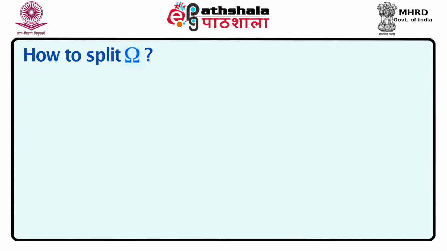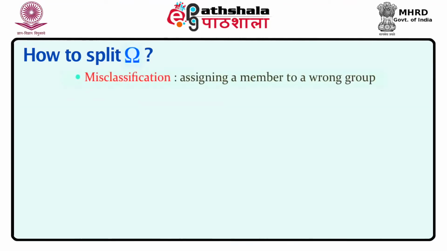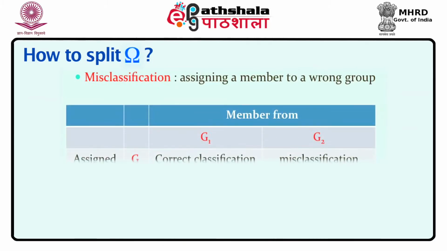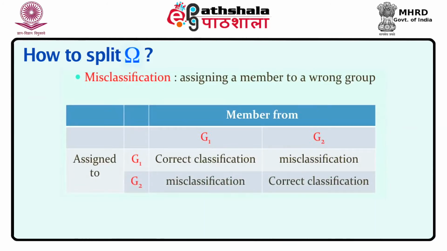The question, of course, is how to split omega into R1 and R2. You see, once we have decided what R1 and R2 are going to be, the classification rule becomes easy, because now we know what R1 is, what R2 is, see where the individual lies, and then assign him to the corresponding group. So the splitting of omega is the more important thing. Now omega is split on the basis of what we refer to as misclassification. Misclassification is assigning a member to a wrong group.